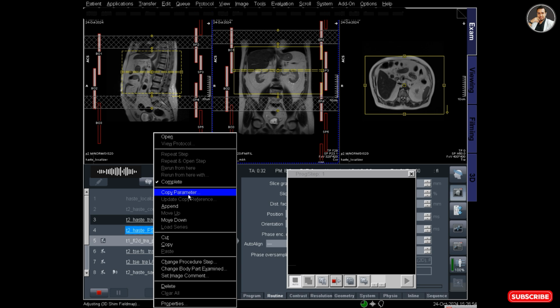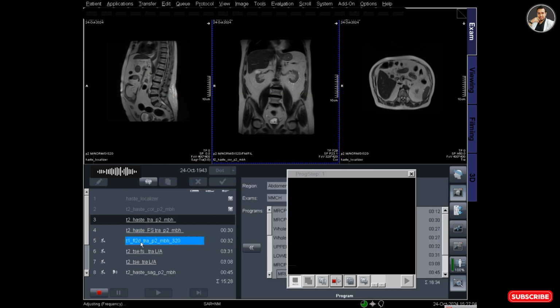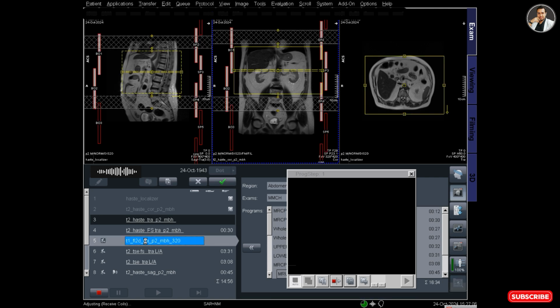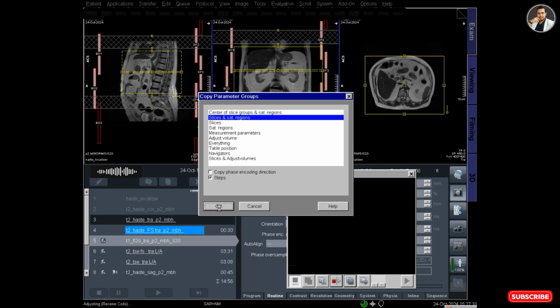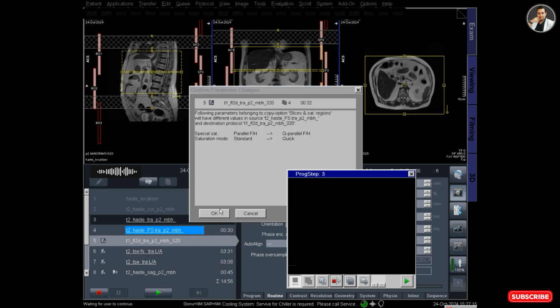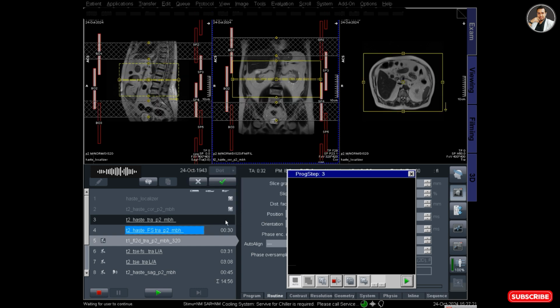And now T1 FLASH axial is open, and I copy the plan from the T2 HASTE axial. So I will delete this T1. Sorry, I am copying the planning for the T1 axial from the T2 axial, and the scanner is waiting to continue the scan.